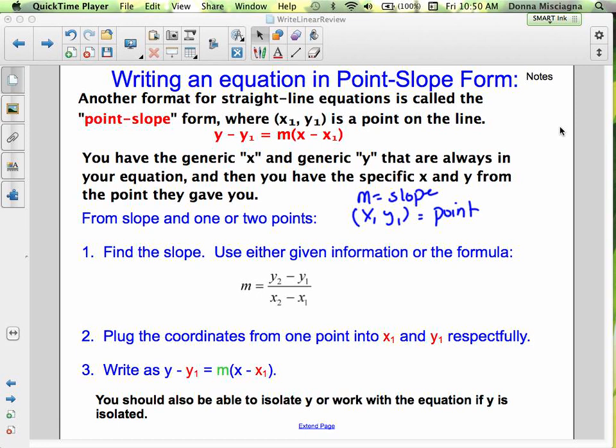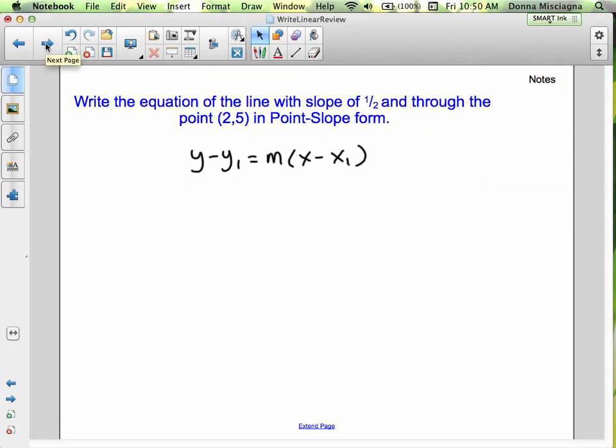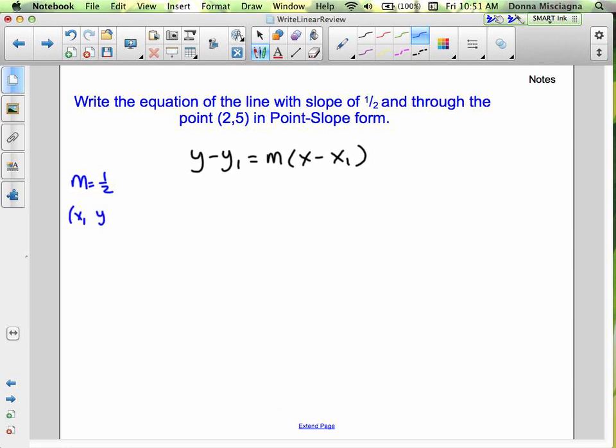So we're going to be writing equations from graphs, but this time in point slope form, as well as when we're given a point and the slope, like this problem right here. And this one is in your notes. We want to write the equation of the line with a slope of 1/2 through the point (2, 5) in point slope form. All we have to do is replace m with 1/2 and replace the x1, y1 in the equation with the point, which was (2, 5). So we have y minus 5 equals 1/2 times (x minus 2). And that's it. We're done. That's all there is to it.